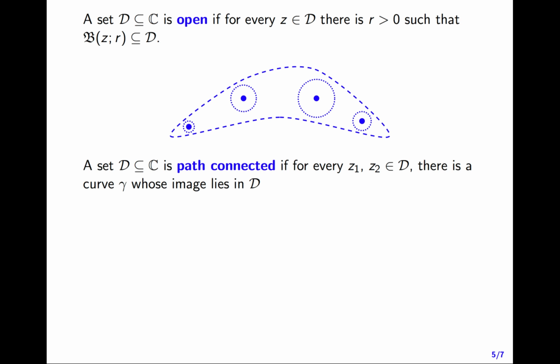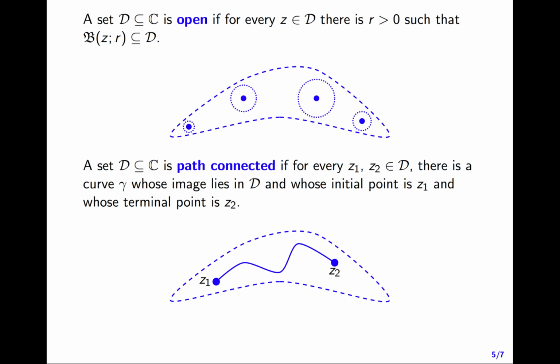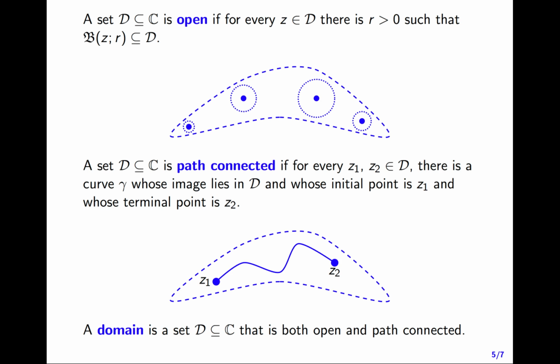And we'll say that D is path connected if for every pair of points z1 and z2 in D, there is a curve gamma whose image lies in D, and whose initial point is z1, and whose terminal point is z2. So here's my set D again. Here's a point z1, here's a point z2, and here is a curve from z1 to z2. There are many curves I could possibly draw from z1 to z2. And we'll say that a domain is a set D contained in the complex plane that is both open and path connected. So we can always fit small enough balls in this set, and we can always draw curves between pairs of points in this domain.